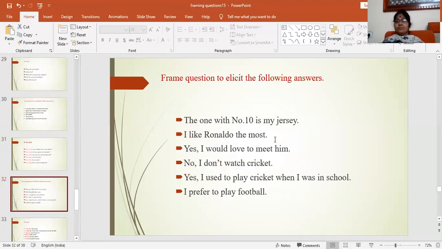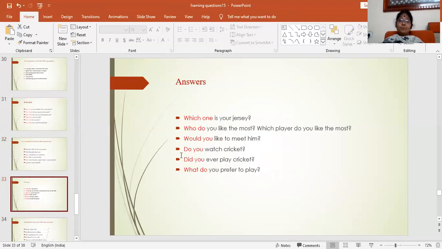Now for these, you see, the one with number 10 is my jersey. What could have been the question? I like Ronaldo the most. Yes, I would love to meet him. No, I don't watch cricket. Yes, I used to play cricket when I was in school. I prefer to play football. What could the questions be?